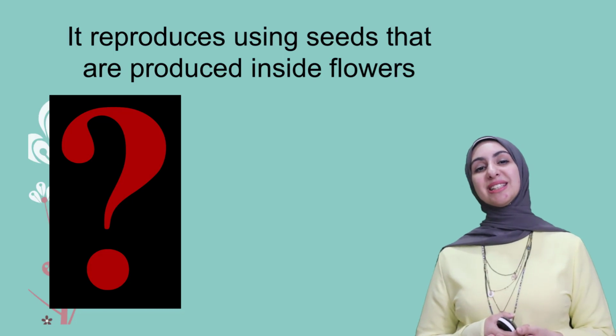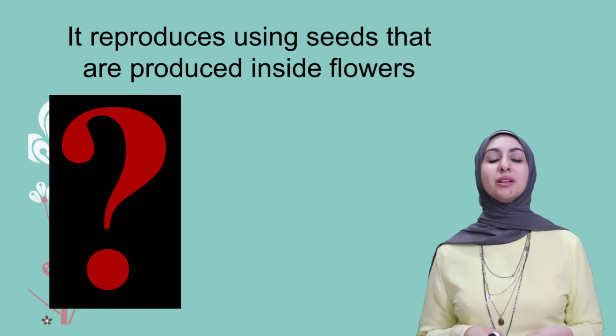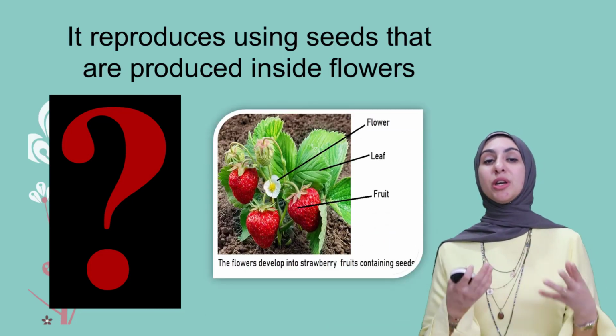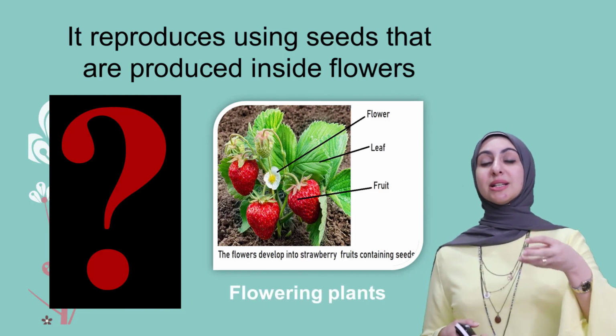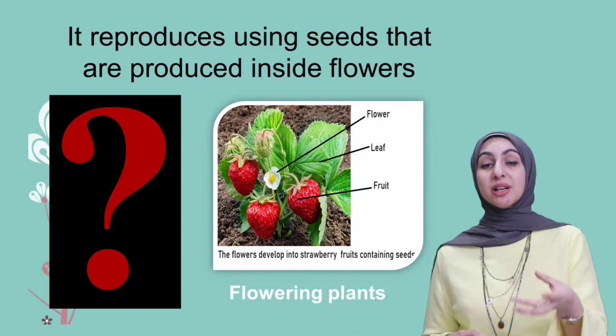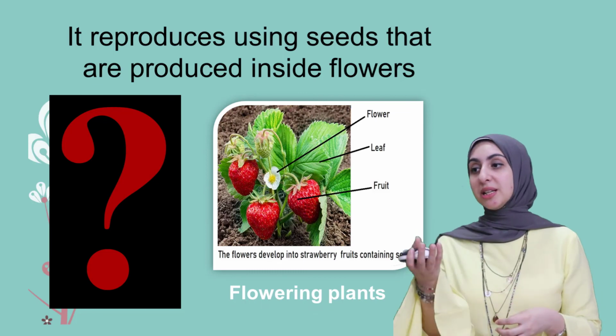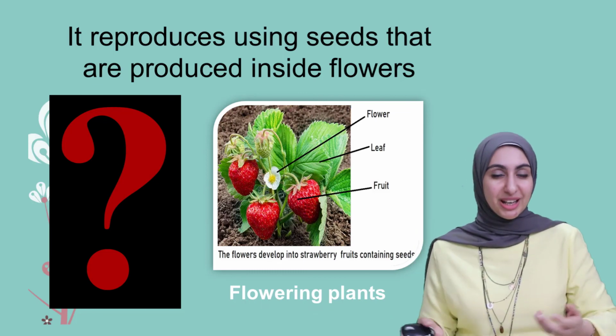Third one, it reproduces using seeds that are produced inside flowers. Which group is this? Yes, flowering plants, because here I said using seeds that are produced inside flowers. So seeds inside flowers, so flowering plants.